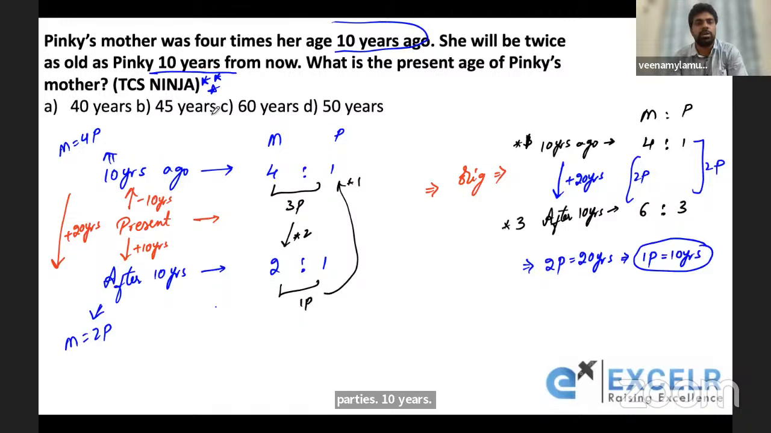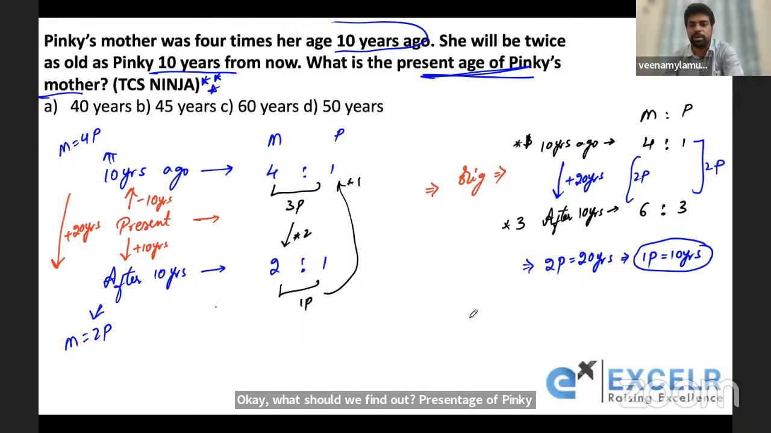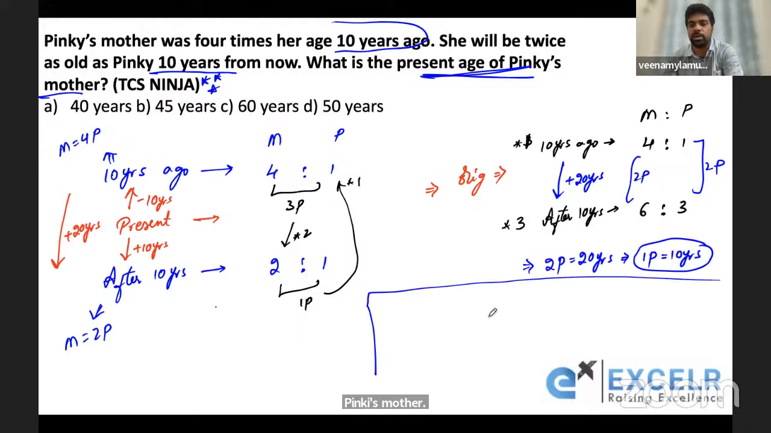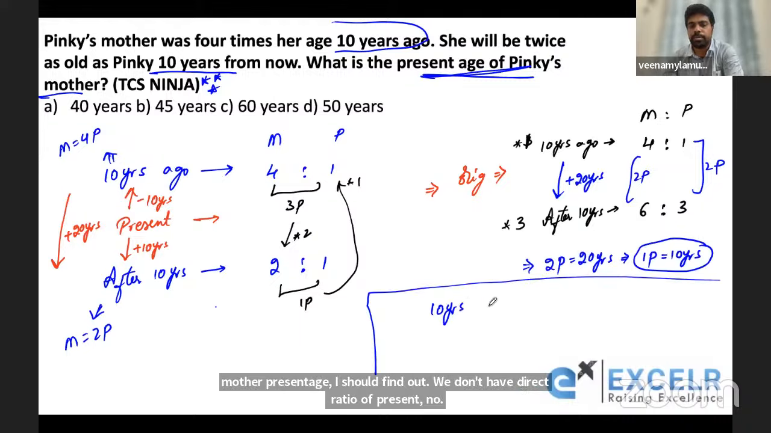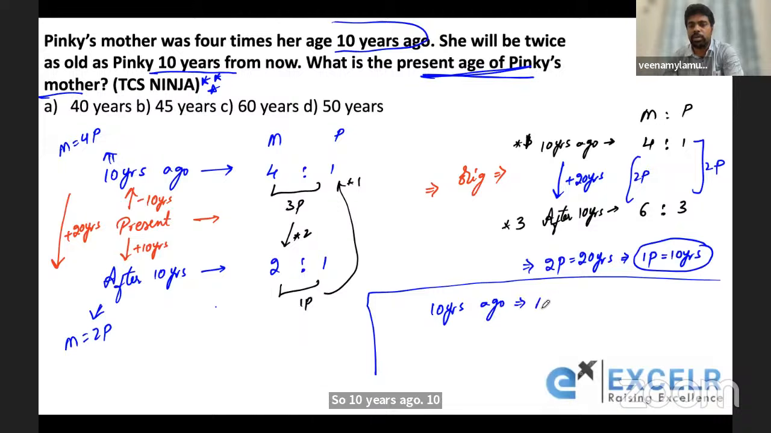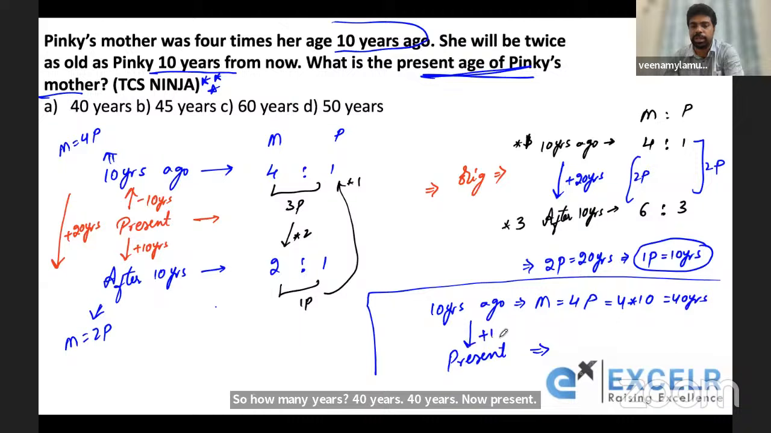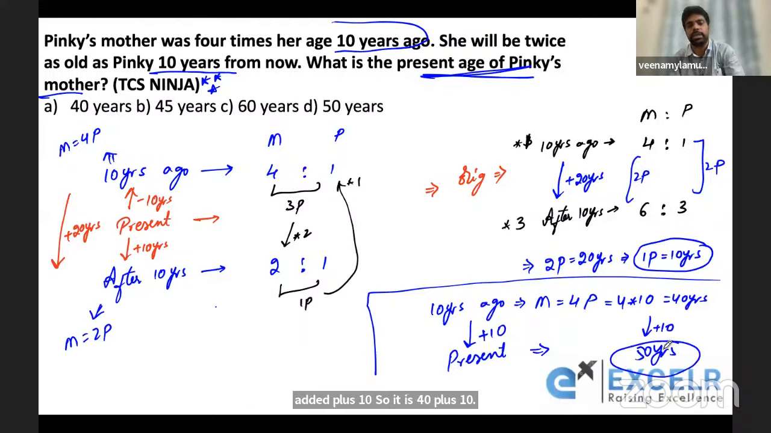What should we find out? Present age of Pinky's mother. We don't have a direct ratio of present. So 10 years ago, mother equals 4 parts, that is 4 into 10, so 40 years. Now present: from here to here, plus 10, so 40 plus 10, 50 years. Or else take 6 parts, 60, 60 minus 10. That's it. Understood everyone? The same thing.